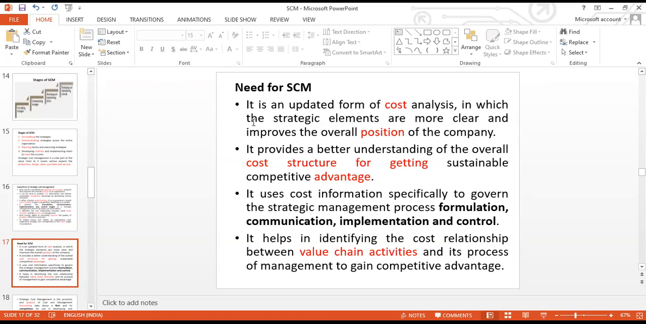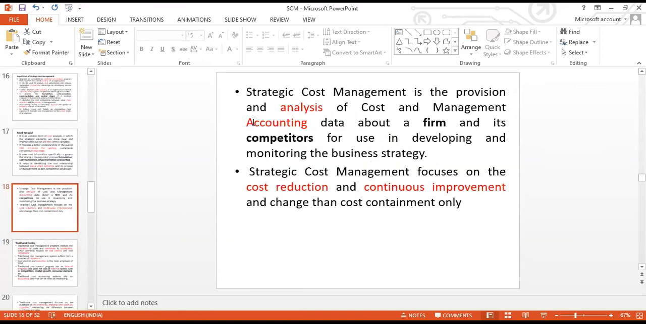Okay. And by identifying the relationship between value chain activities, I will generate competitive advantage. I will create competitive advantage. That's why there is need of strategic cost management. Then this strategic cost management is the provision and analysis of cost and management accounting data. Cost data and management accounting data, we will compare, we will identify, we will study.